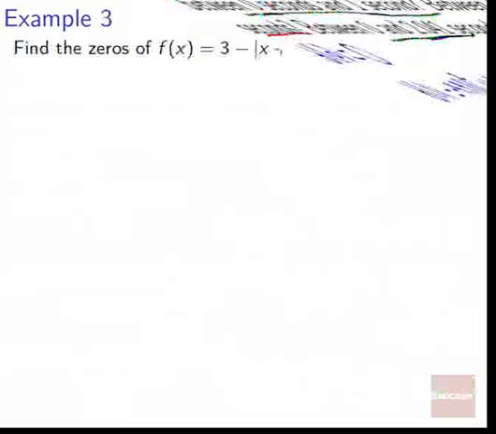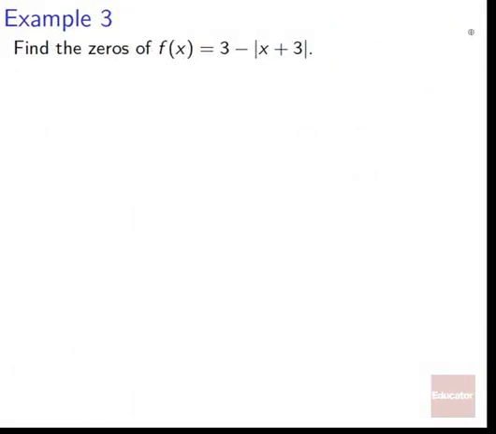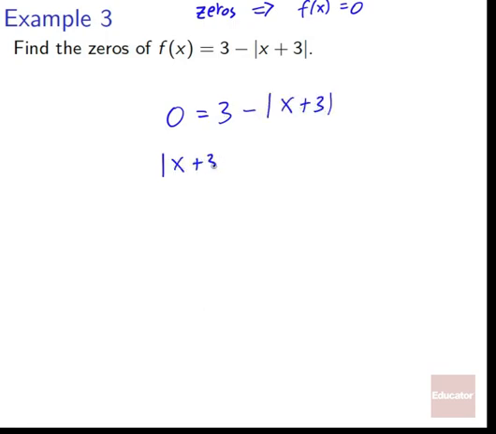Great. Next example, example 3. Find the zeros of f of x equals 3 minus absolute value of x plus 3. Remember, zeros just means when f of x equals 0. So we can just plug in 0 equals 3 minus absolute value of x plus 3. We add the absolute value of x plus 3 to both sides, so we've got absolute value of x plus 3 equals 3. That's what we want to know to figure out when the zeros are.